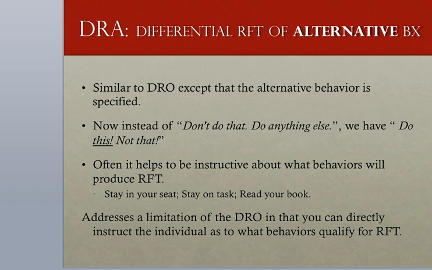It also helps to be instructive about what those behaviors are that will produce reinforcement. To explain to the individual, you need to stay in your seat, you need to stay on task, you need to read your book. Those are things that are going to produce reinforcement. And so the differential reinforcement of alternative behaviors, the DRA, really addresses that big limitation of the DRO in that you can directly instruct the individual as to what behaviors will qualify for the reinforcer.